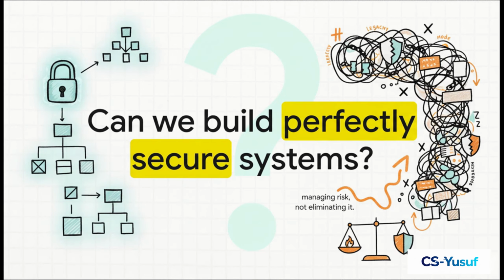But first, let's get a big question out of the way. Can we ever build a perfectly secure system? 100% unhackable? Well, theoretically, maybe, using some really complex math to formally verify every line of code. But in the real world, the systems we use are just way too complex. So the short answer is no. This isn't about eliminating risk completely. It's all about managing it.